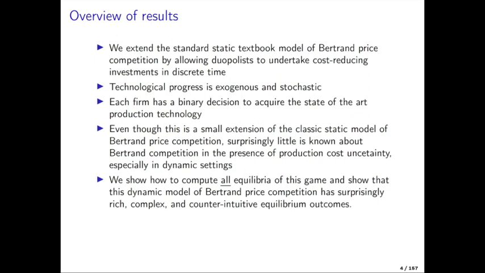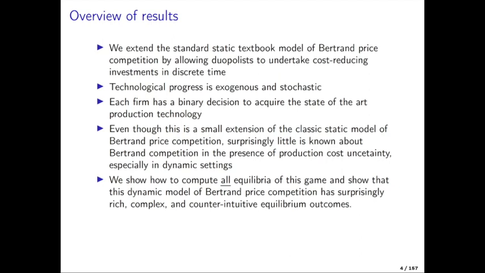And that's all about what this model is really about. So here in this model, in this world where the firms are competing, there is potential technological progress, which is stochastic and exogenous. The state-of-the-art production technology, or the marginal cost at which you can produce if you buy the technology, is reducing over time. And then each firm has a binary decision to acquire the state-of-the-art production technology.